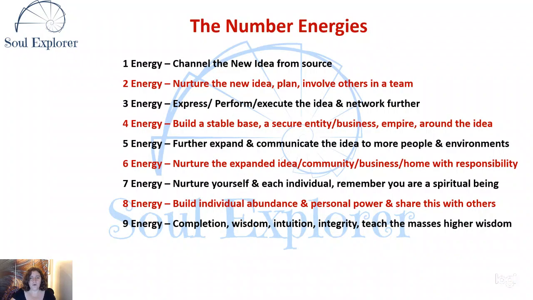Let's continue on. I always give you a little bit of a rundown of the number energies. The 1 is the initial idea, 2 is the nurturer of the idea and the puller together of teams, the 3 executes the idea, the 4 puts that stable base around the idea, the 5 travels the idea, further communicates the idea to a wider community. The 6 energy then nurtures that community, the community that is created. The community of the world. The 6 energy is the idealist, the visionary, the nurturer, the person that wants to make their community and their whole world a better place. And that's your talent energy if you're an expression number 6.